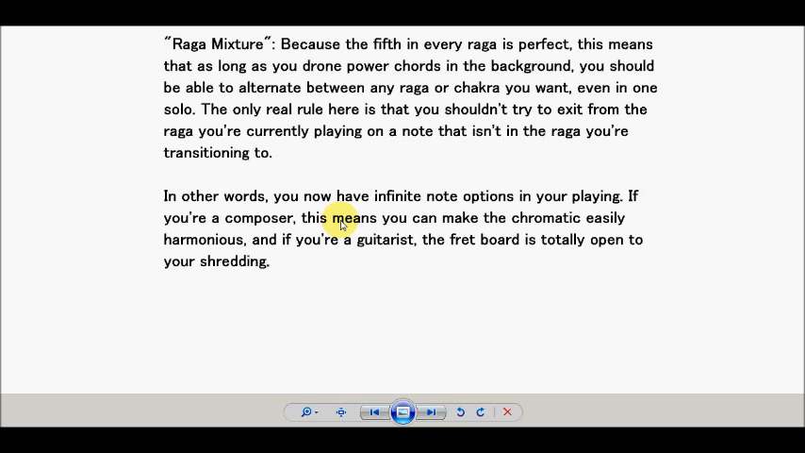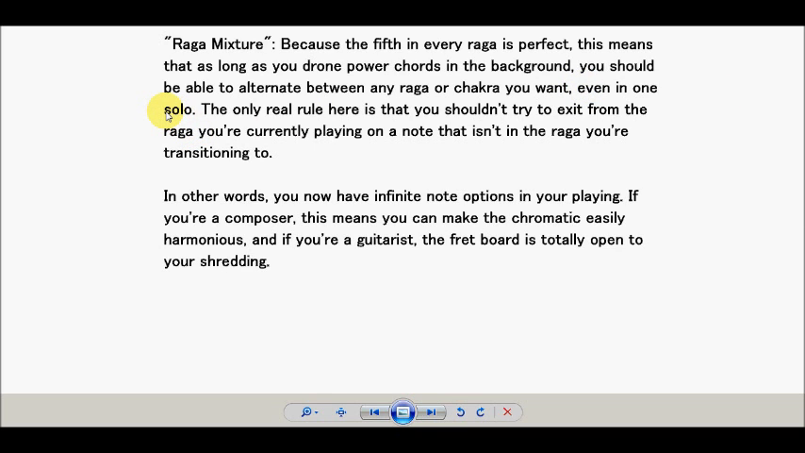What it is, is that because every fifth in a raga or scale is perfect, this means that as long as you drone power chords in the background of what you're playing, you should be able to alternate between any raga or chakra. That's all 12 chakras, all 72 scales, as you're playing. So you'll be able to alternate between all of the 72 different scales in one go, in one scale as you're playing. Even in one solo, even in one musical segment.